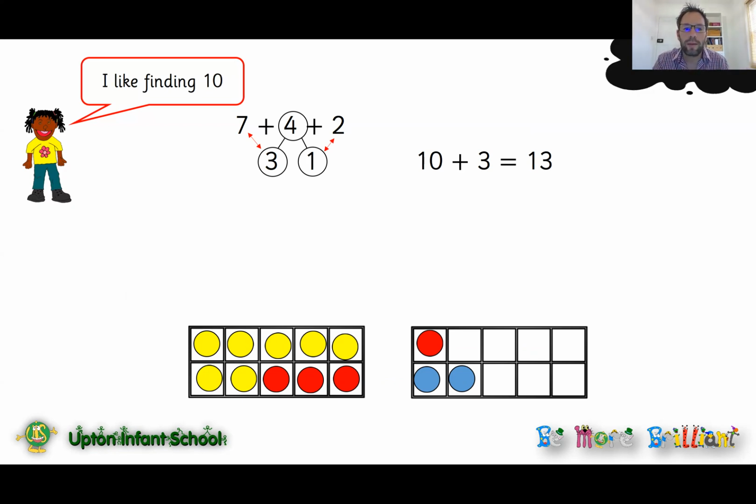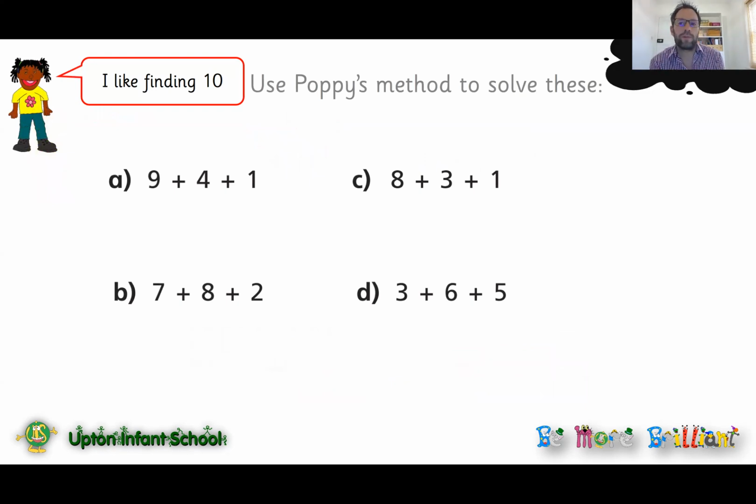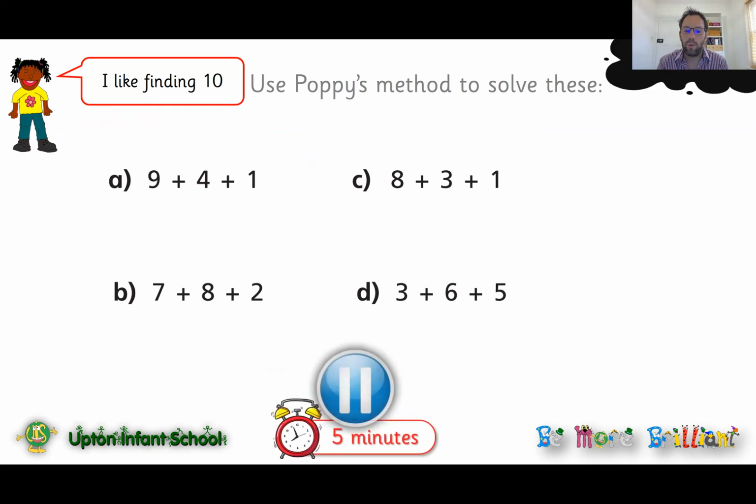Good work, Poppy. I wonder, children, do you think you can have a go at using Poppy's method to solve these calculations? So in all of these, you've got to make 10. In question A, you can see the number bonds to 10. In question B, you can see the number bonds to 10. But in C and D, you can't. You've got to use that clever way of partitioning to make the number bonds to 10. Pause the video here, have a go at those calculations, and come back in a few minutes once you've done them, and we'll go through the answers.